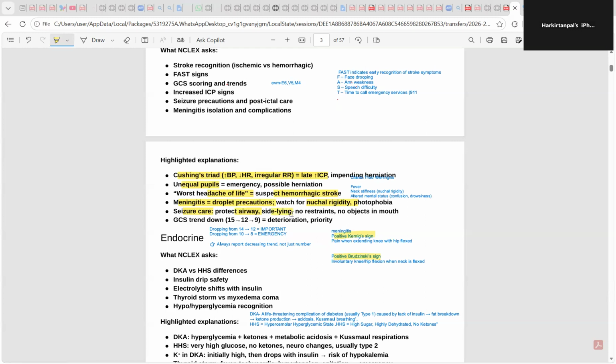We can provide a side-lying position. We should not apply any restraints to the client. And the important point, we should not put any object into the mouth. It can cause what? Tongue bite or teeth breaking. So it can cause aspiration. The teeth can go into the airway and obstruct the airway. And we can check the Glasgow Coma Scale trend, whether the condition is improving or deteriorating. These are important for the neurological system.